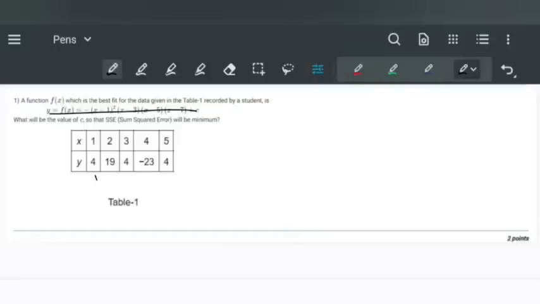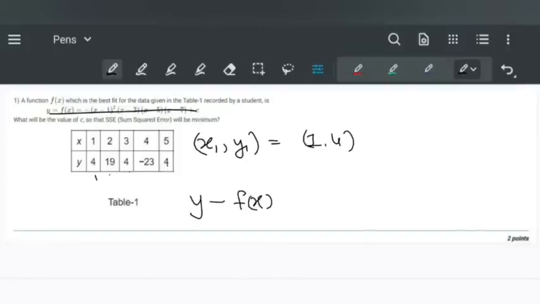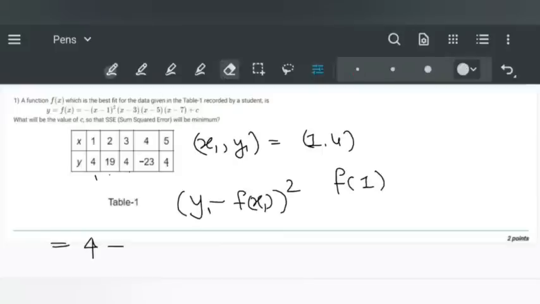So we have 5 ordered pairs of x and y. For x1 comma y1 equal to 1 comma 4, y1 minus f of x1 whole square is equal to 4 minus f of 1. Putting x equal to 1, we get only c. So f of 1 is equal to c, and y1 minus f of x1 will be 4 minus c whole square. This is our first term of SSE.